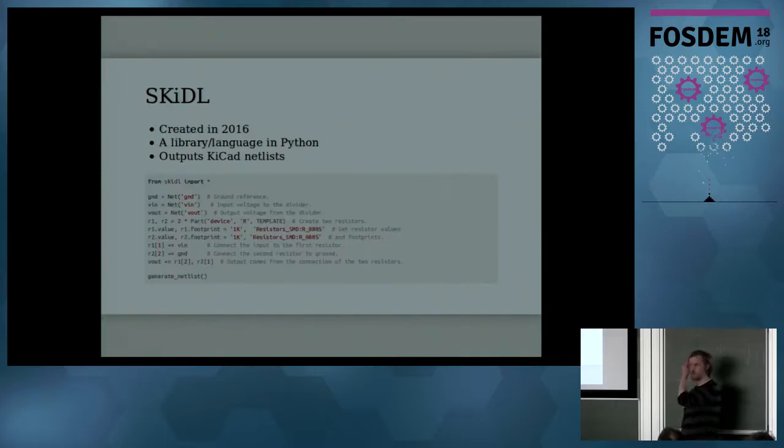So the next one I came across is SKiDL, and this was created in 2016, and it's a library and language in Python, really. So this is Python. What might confuse you a bit if you're used to Python is that there's some operator overloading going on there, and the plus equals has been overloaded to make connections. And there's kind of this implicit circuit in the background that's being built up. And then if you use the generate netlist command, it will produce a KiCad netlist.